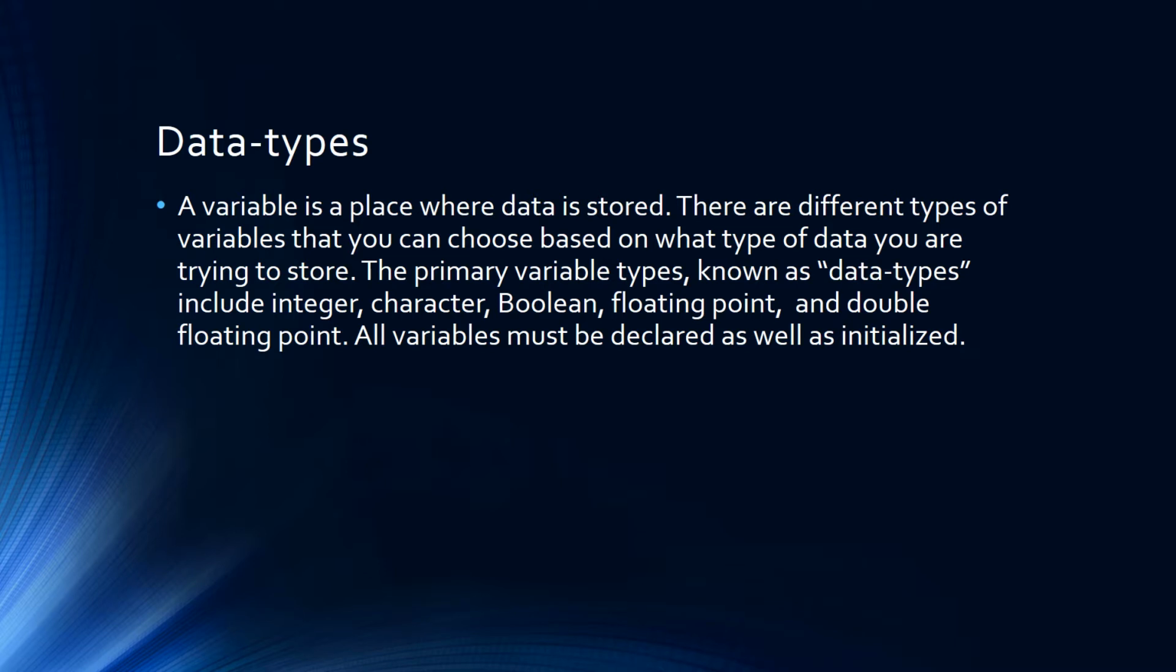There are different types of variables that you can choose based on what type of data you are trying to store. The primary variable types, known as data types, include integer, character, boolean, floating point, and double floating point. All variables must be declared as well as initialized.